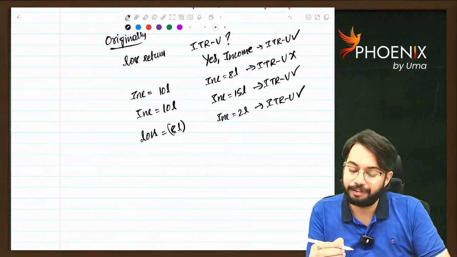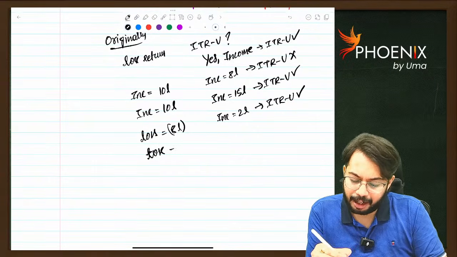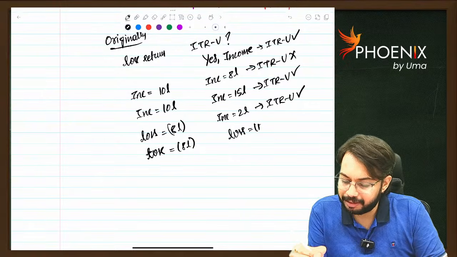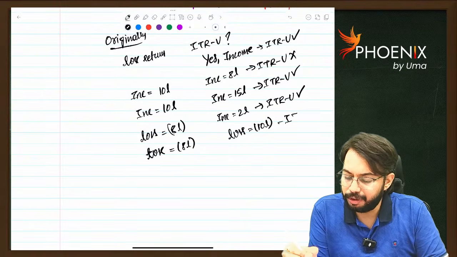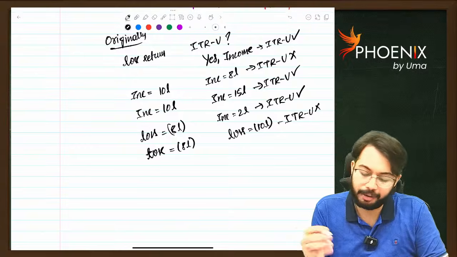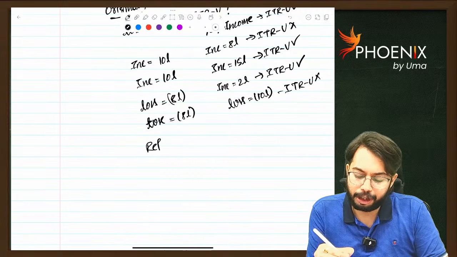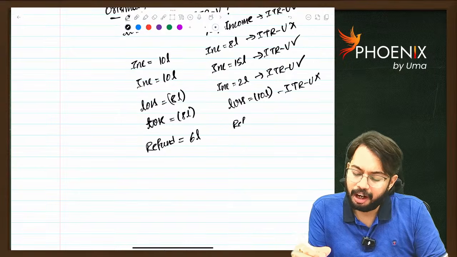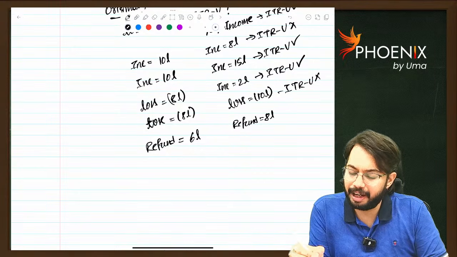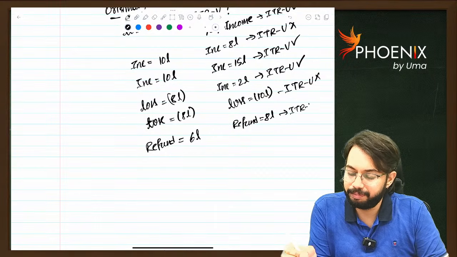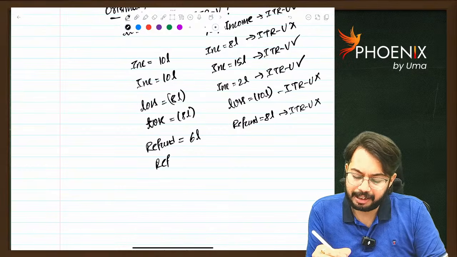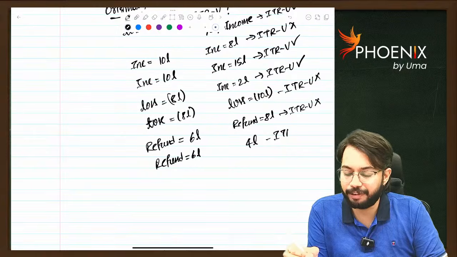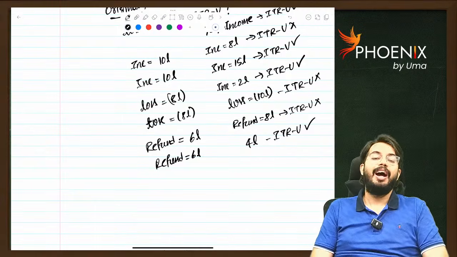There is decrease of loss. Loss is 8 lakh rupees. Here, loss is 10 lakh rupees. Can you file ITR-U? Not possible. Cannot file ITR-U. Similarly, as per original return, refund is 6 lakh rupees. Now, refund is 8 lakh rupees. Can you file ITR-U? Not possible. Refund is 6 lakhs. As per ITR-U, refund is 4 lakhs. Can you file ITR-U? Yes, file ITR-U.